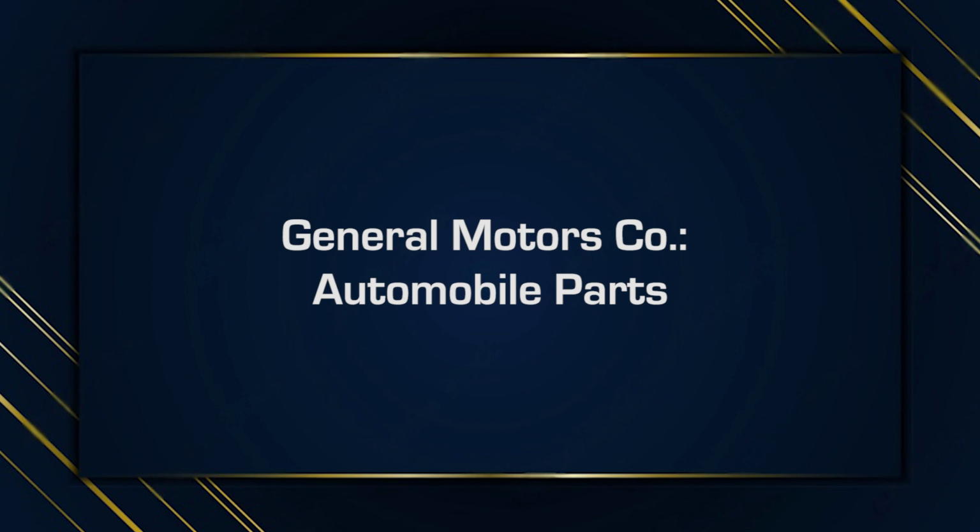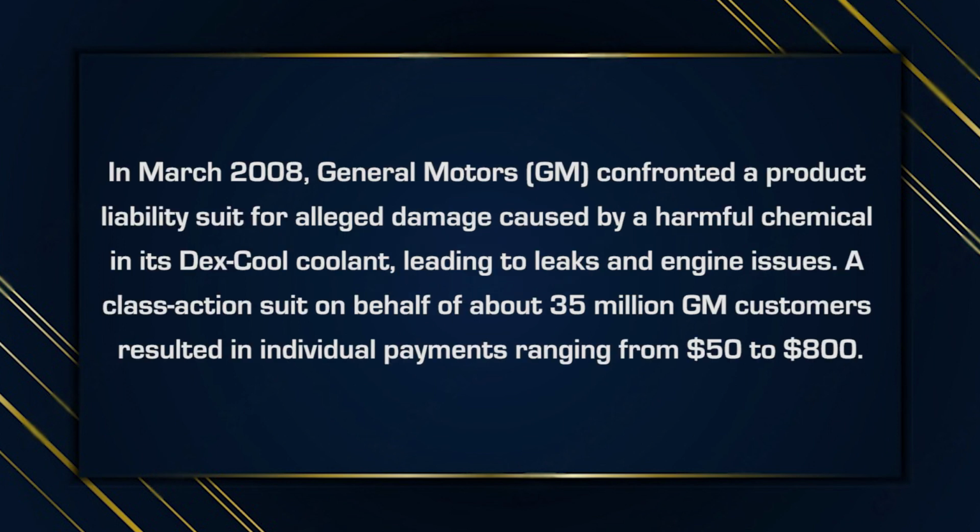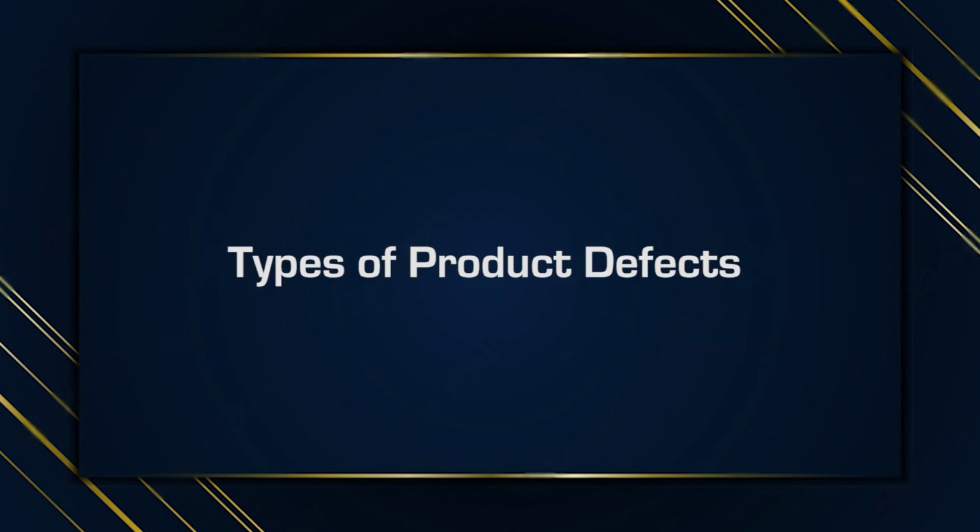General Motors Company, automobile parts. In March 2008, General Motors confronted a product liability suit for alleged damage caused by a harmful chemical in its Dexcool coolant, leading to leaks and engine issues. A class action suit on behalf of about 35 million GM customers resulted in individual payments ranging from $50 to $800. Types of product defects. There are 3 types of product defects that can result in liability claims.